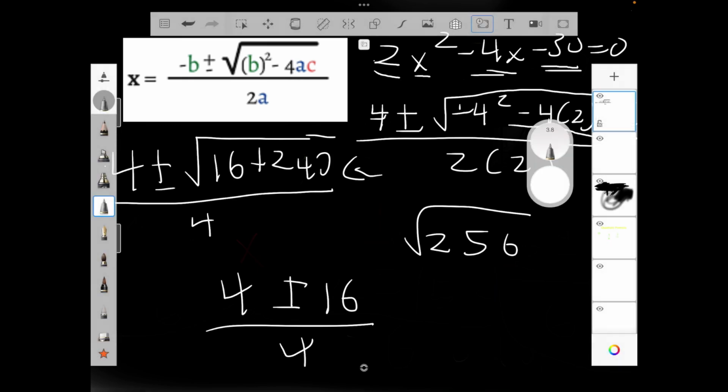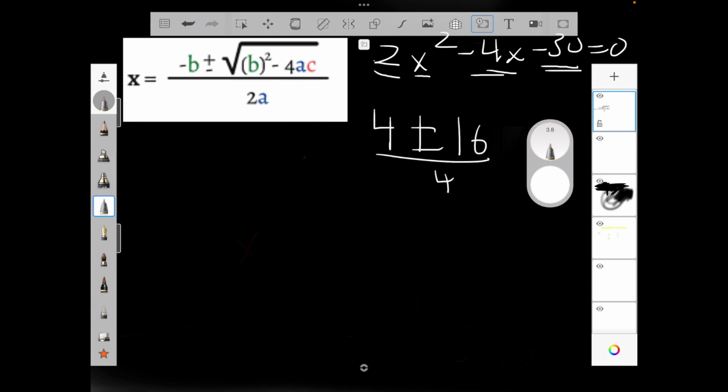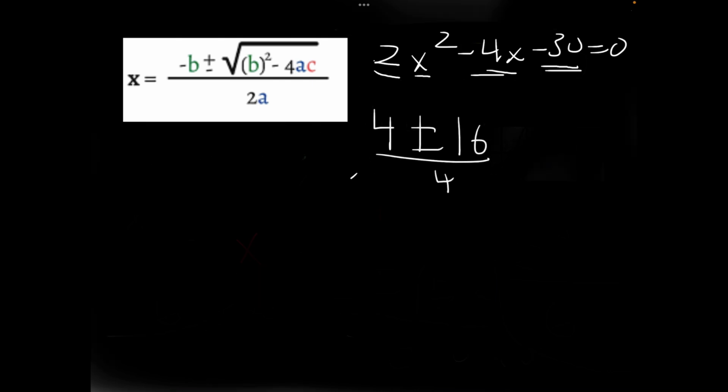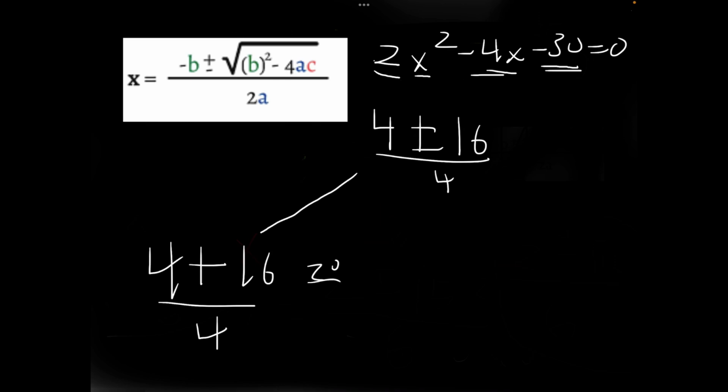So once again, one has to be plus and one has to be minus. So I'll just split this up. For the plus one, we'll make a plus side over here for 4 plus 16 over 4. That's just 20 over 4, which is just 5. So one of the x values is 5.